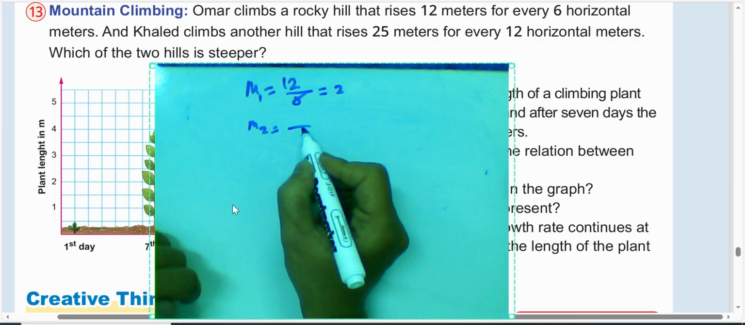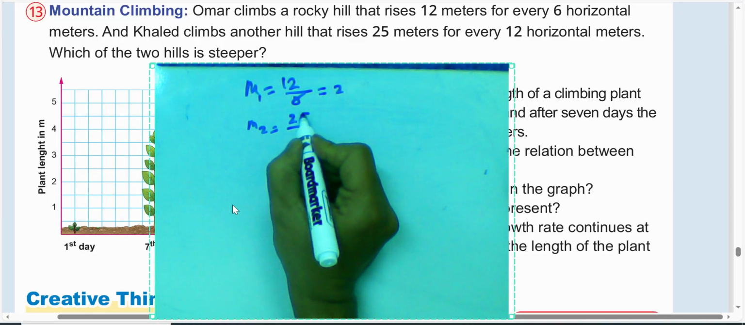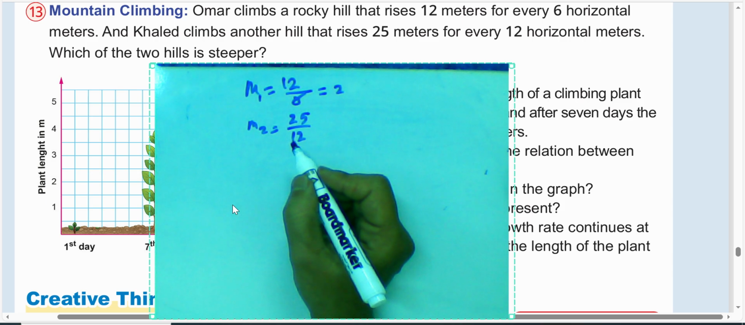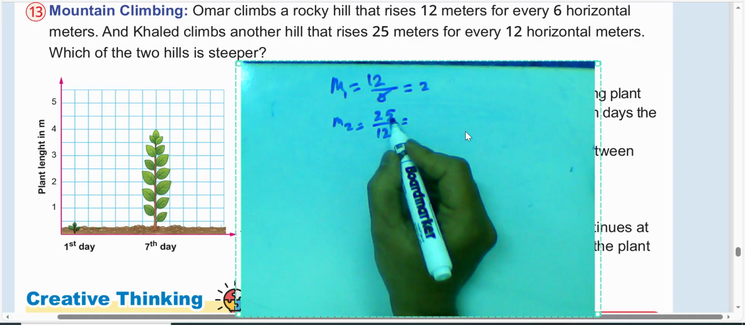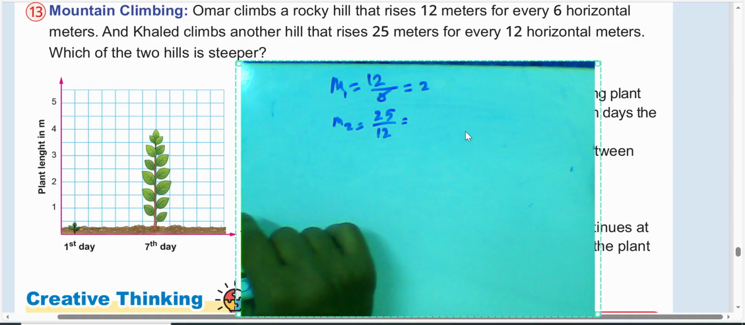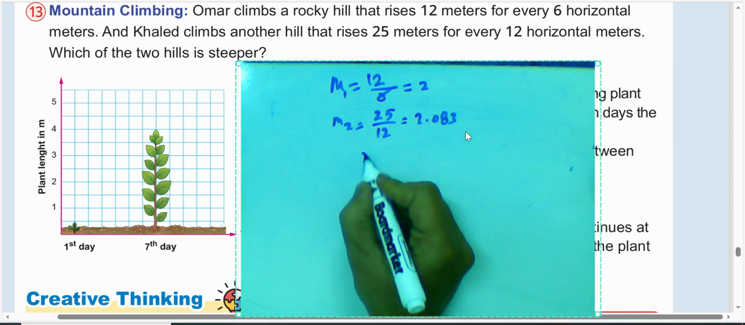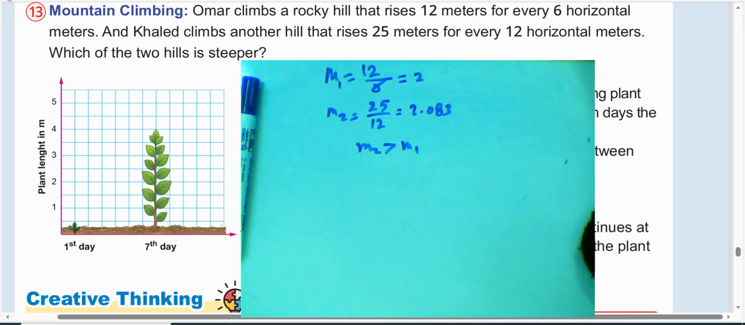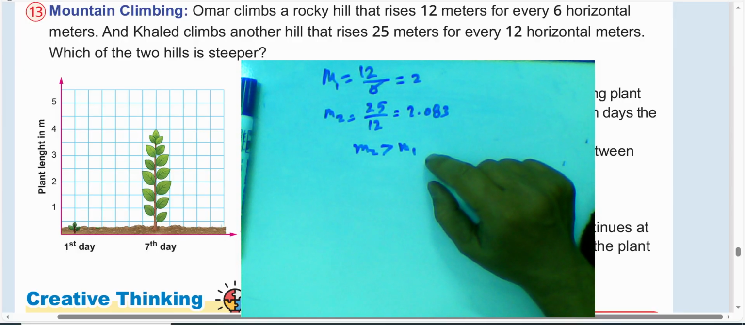And slope number 2: Khalid climbs another hill that rises 25 meters for every 12 horizontal meters. Which of the two is steeper? We can find slope 1 and slope 2. 25 over 12, 25 divided by 12. The result will be 2.08, and slope 2 is greater than slope 1. Then hill number 2 is steeper because M2 is greater than M1.